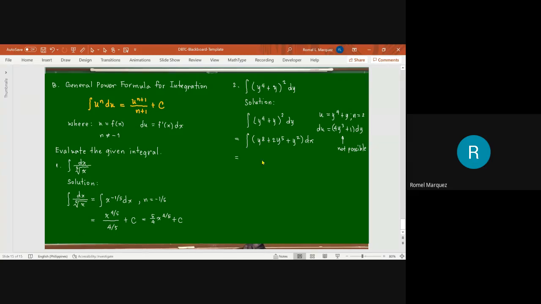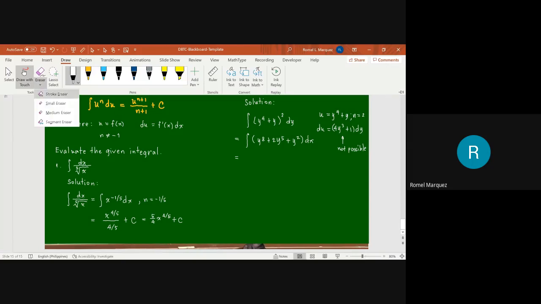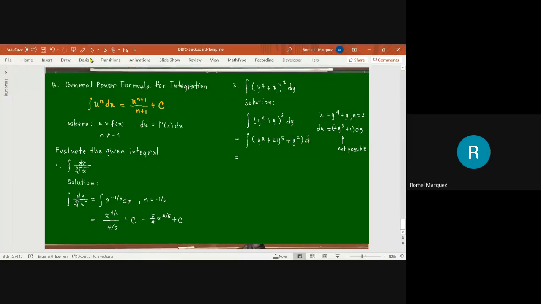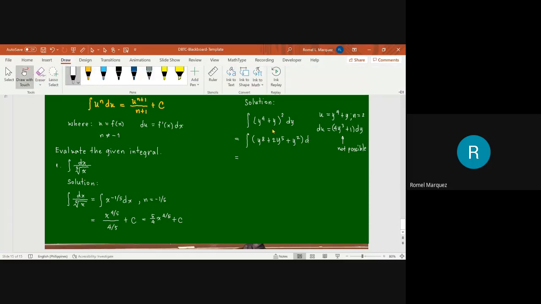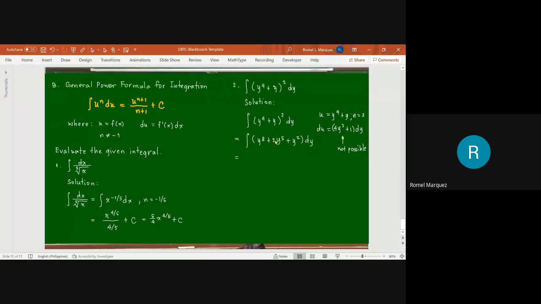What is the integral of y to the 8 dy? Simple power: y to the 9 over 9, no? What about the second term? What is the integral of 2 times y to the 5th dy? So that is y to the 6 over 6. And the last one, the integral of y squared dy, gives us y cubed over 3.